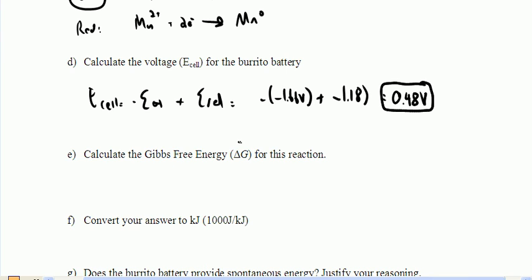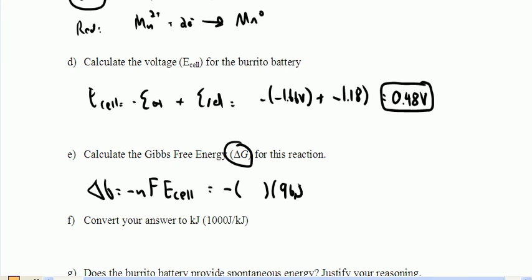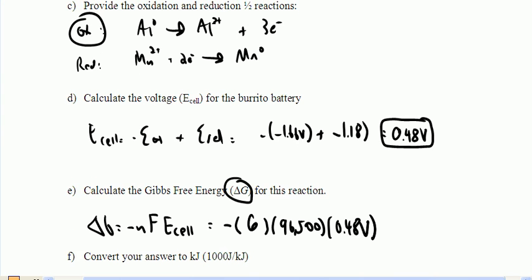Calculate the Gibbs free energy. So delta G is equal to negative n F E cell. So delta G is equal to negative something. We don't know what that value is yet. 96,500 multiplied by 0.48 volts. This value is 6, and it's the number of electrons transferred. And let's see if we can see that.